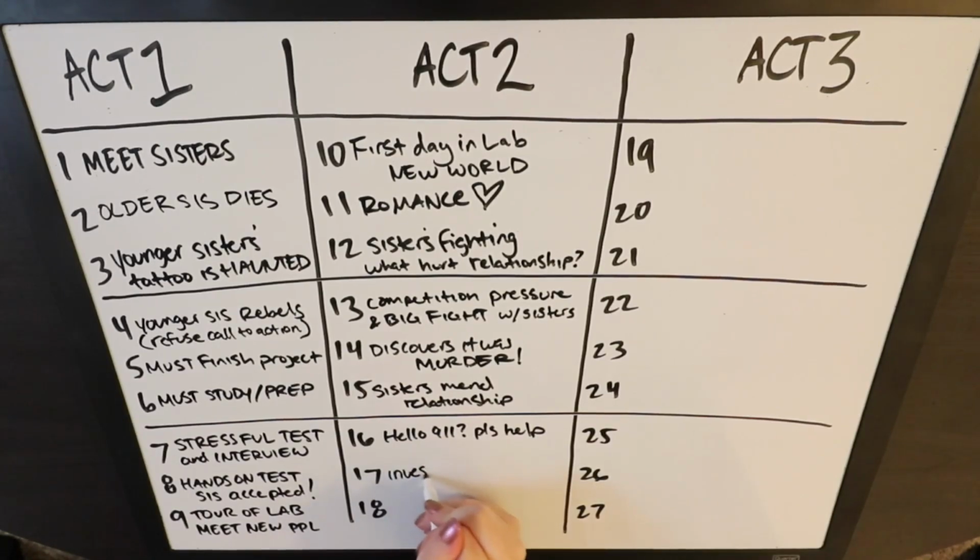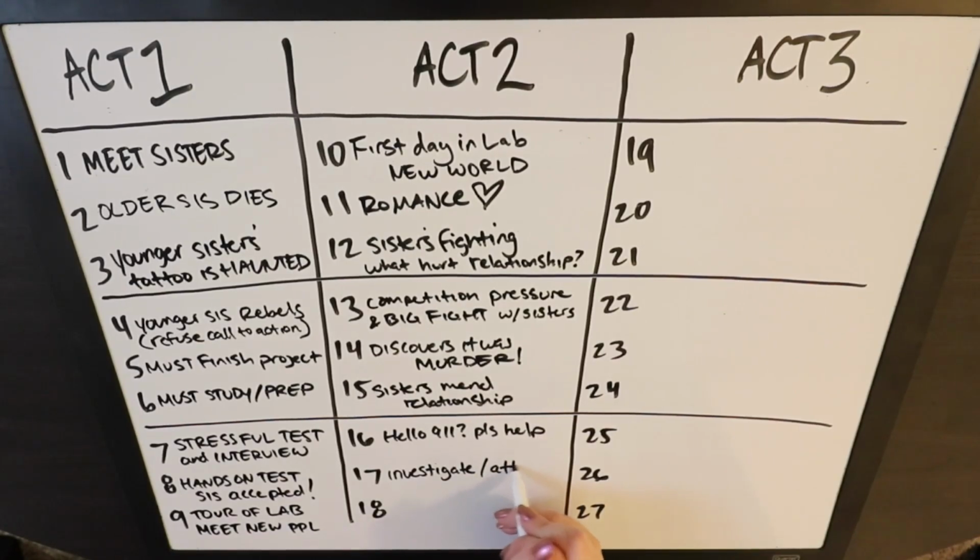So now we move into the trials. Now the younger sister is really investigating this murder. She's looking at everyone else in the lab suspiciously. Also, she might be a little bit nervous that she's the next target. Maybe there's even an attempt on her life, or a close call, an almost accident that could be construed as an attempt on her life.